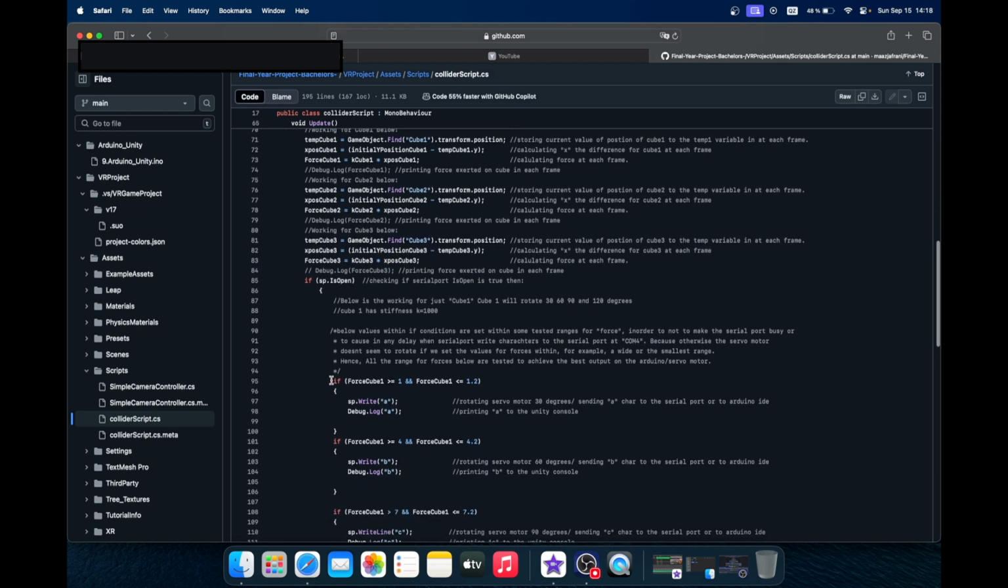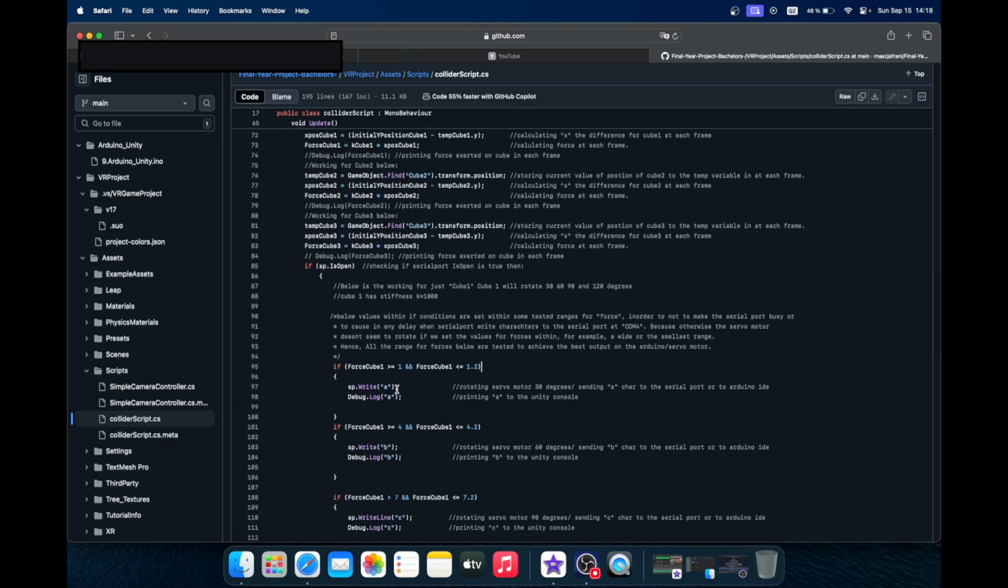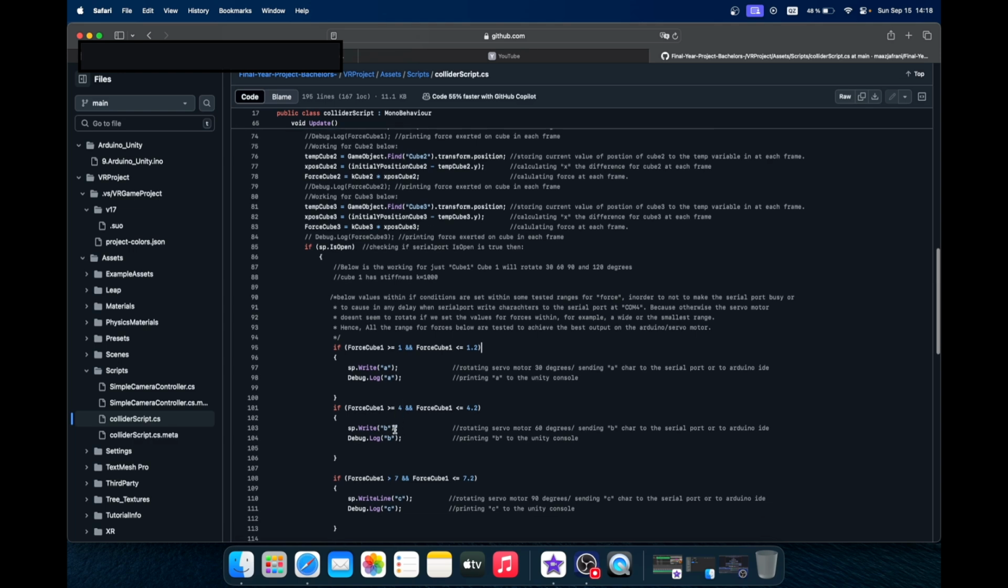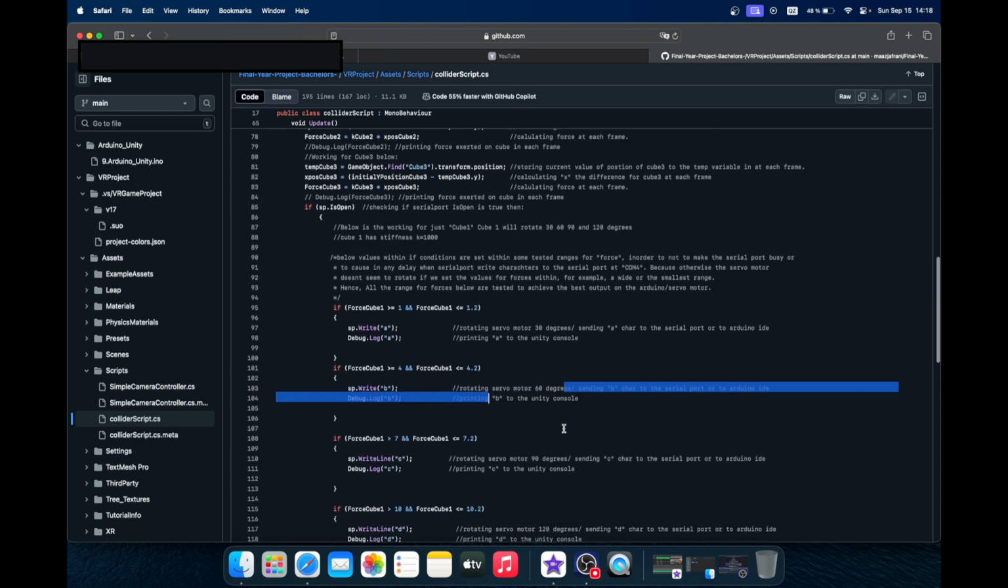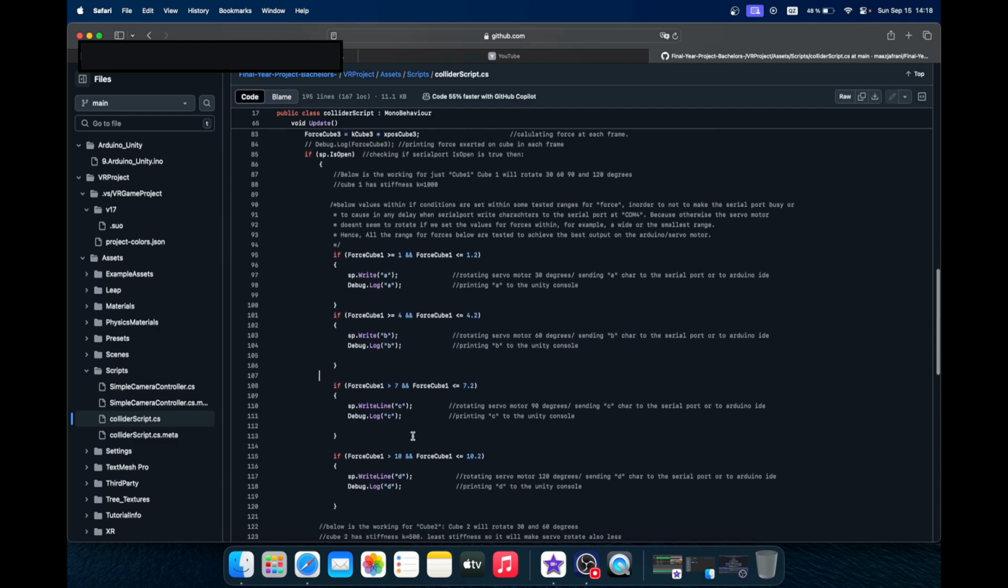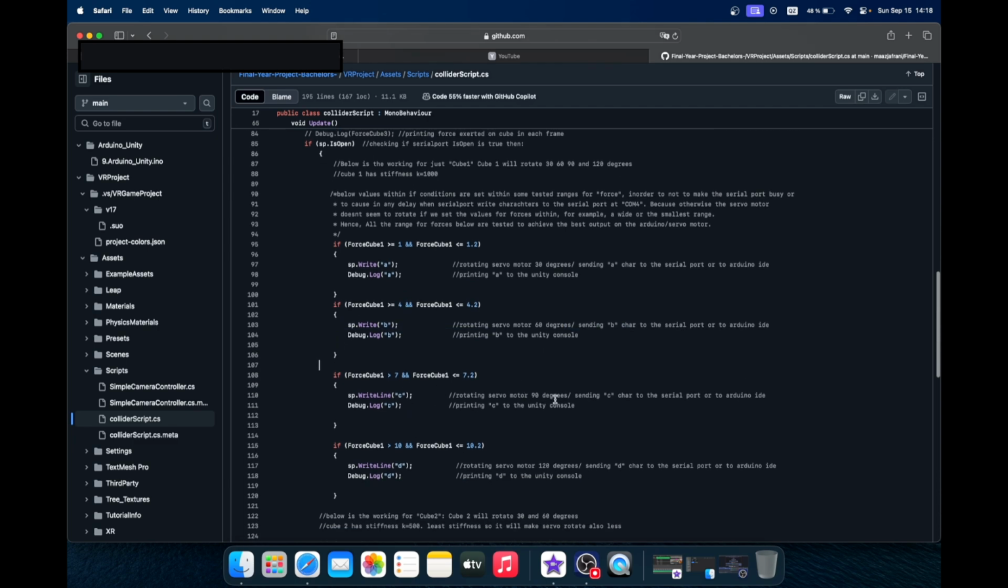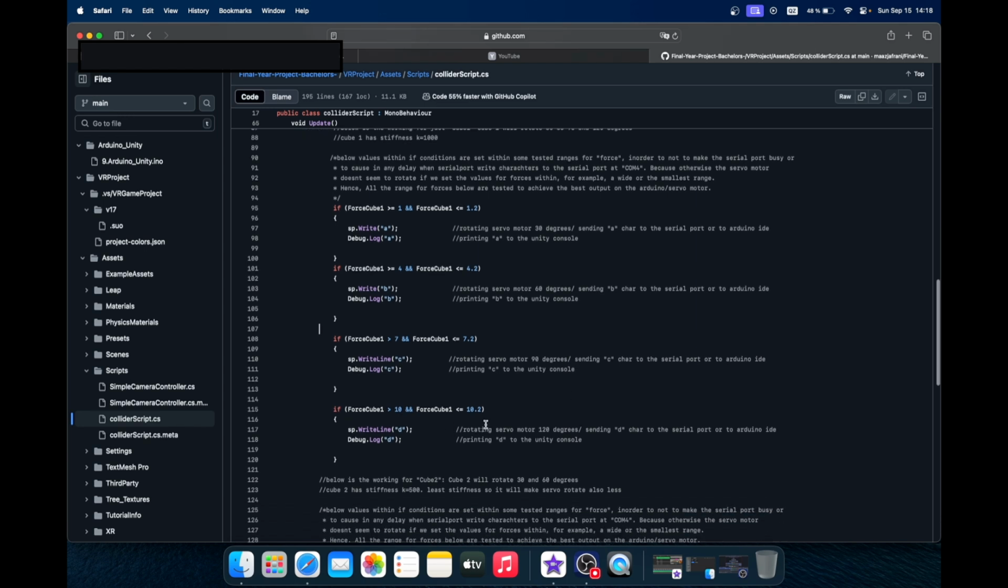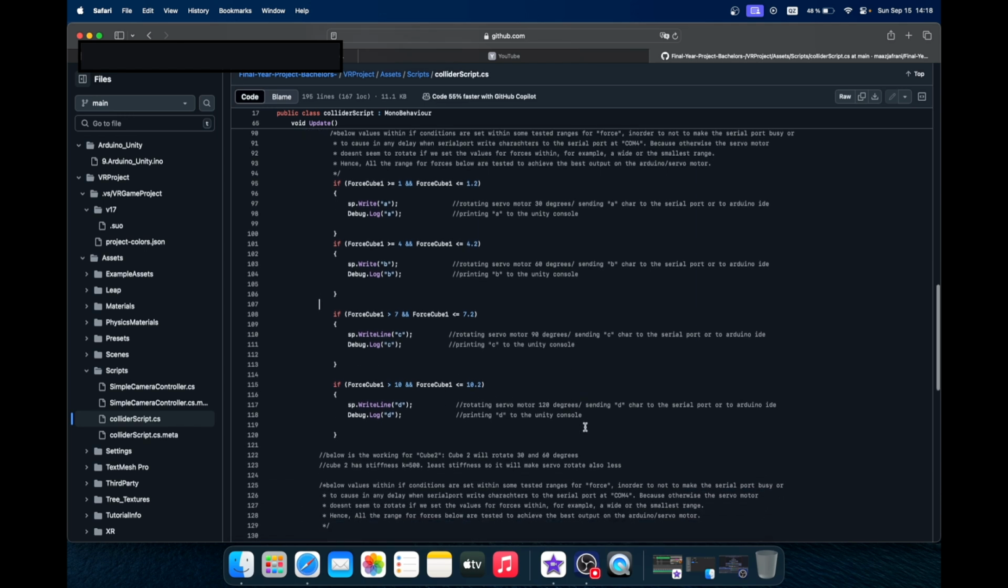So you can see over here I used force. If force is between these values, then I'm writing a character to the port. I'm sending a value to a port, which means rotate the servo motor to 30 degrees. If force is between these particular values, it will send a character B, which will indicate to the Arduino that you have to rotate the motor to 60 degrees, not 30 now. And if the force is between these values, rotate the servo motor to 90 degrees, and then between these, 120 degrees.